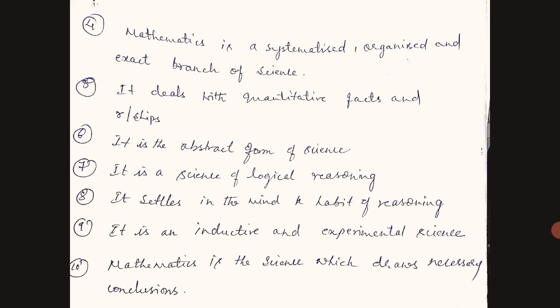So when you are studying with natural numbers, the same thing will be applicable when you are studying fractions, decimals, all those things, isn't it? Systematized. If you do not understand addition, it is not possible to get an idea about multiplication. All are linked in a sequential way: systematized, organized, and an exact branch of science. It is related to calculation all the way when we are finding answers. That is true everywhere, in all cases. It deals with quantitative facts and relationships. It is the abstract form of science. Yes, it is an abstract form of science.